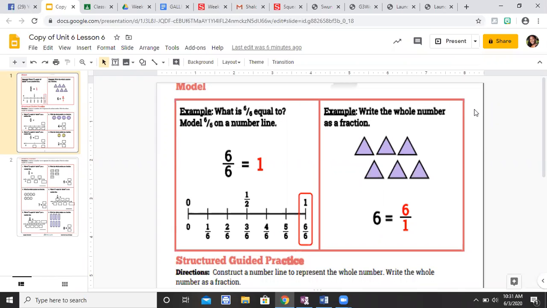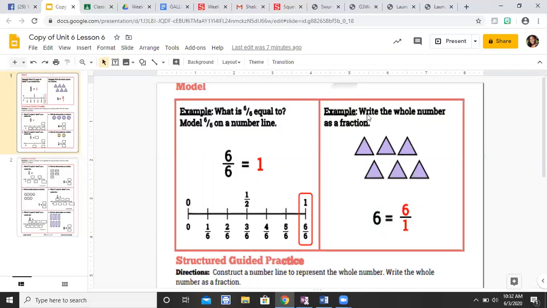In this lesson, we are going to be taking a look at expressing fractions as a whole number. So let's take a look at the examples first. It says to model 6 over 6 on a number line, and then they want to know what 6 over 6 is equal to. So the first thing that we're going to do is go ahead and label our number line. So we have 0, 1/6, 2/6, 3/6, 4/6, 5/6, 6/6. And we know that 6 over 6 is equal to 1 whole, okay?